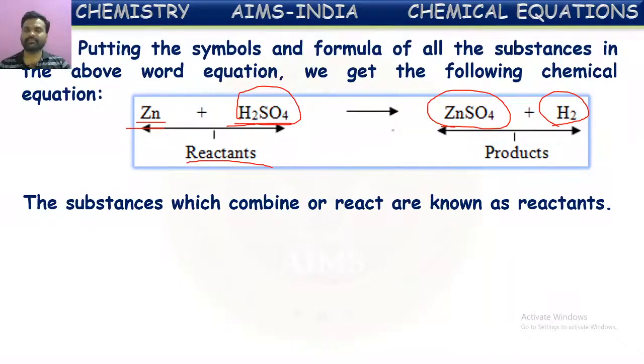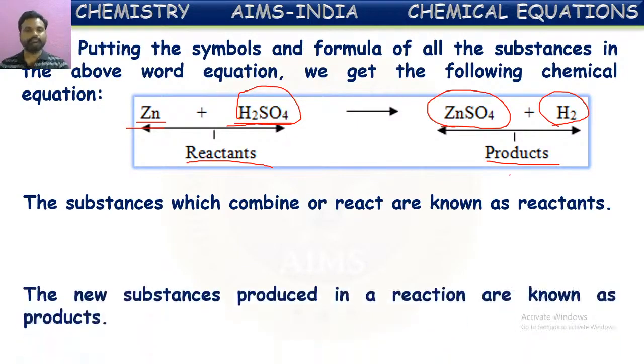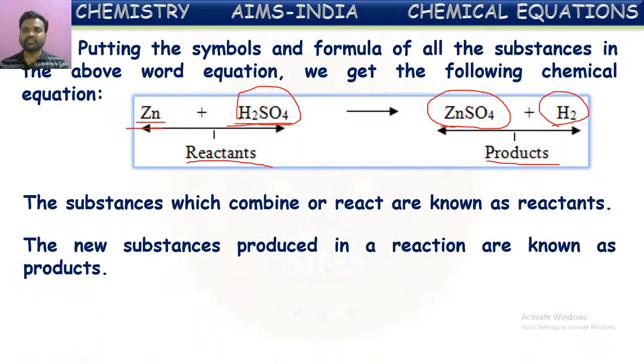At the same time, the chemical substances which are formed are known as products. Here, zinc sulfate and hydrogen gas both are formed. So these two are called products. So the chemical substances which are participating in the reaction are known as reactants, and the substances which are formed finally after the reaction are known as products.